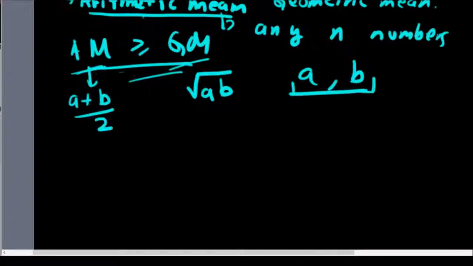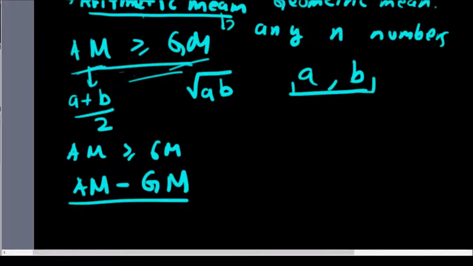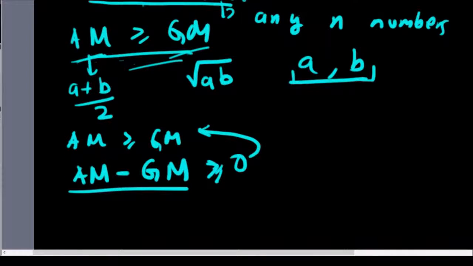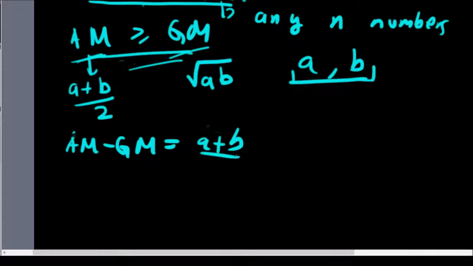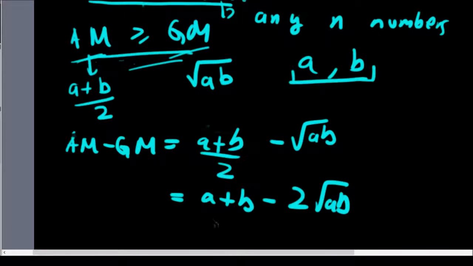So the inequality is that the AM is greater than or equal to the GM. So let's calculate the value of AM minus GM, and if this value is greater than 0, then we can say that we have proved our statement. So AM minus GM will be equal to (a plus b) over 2 minus the square root of ab, and this will be equal to (a plus b minus 2 square root of ab) upon 2.